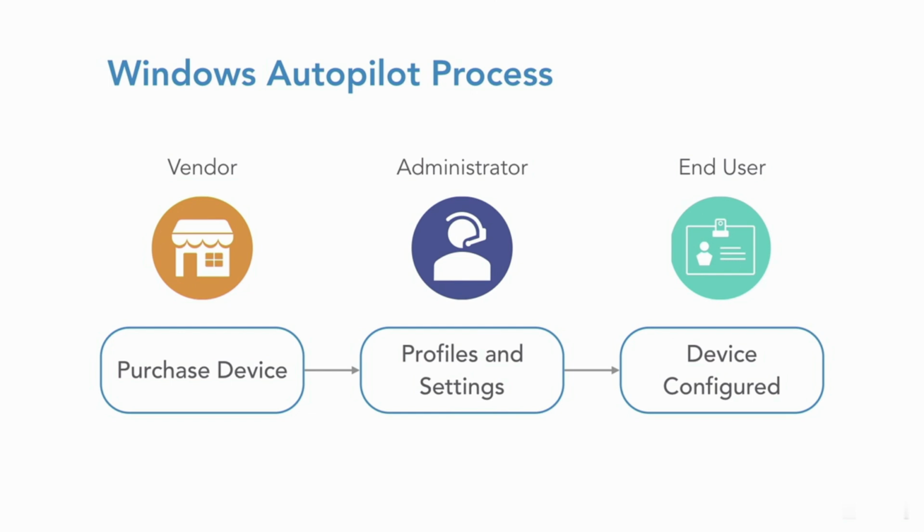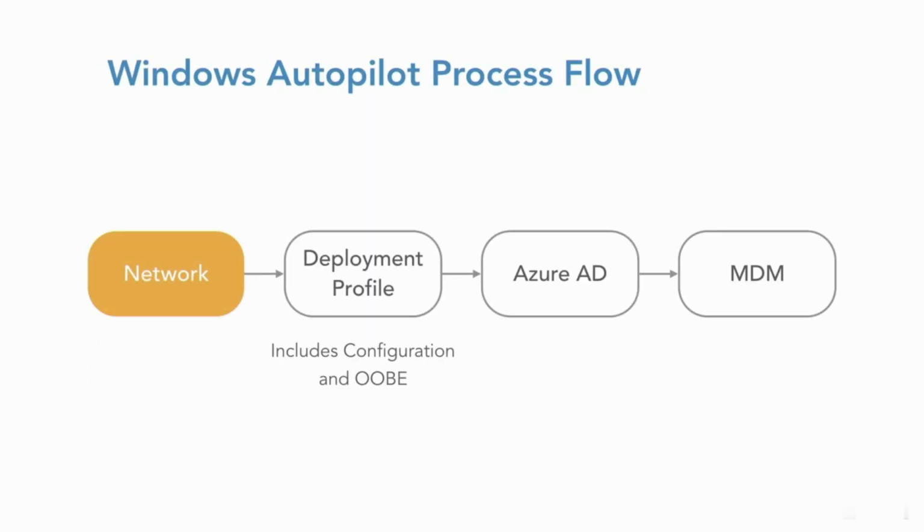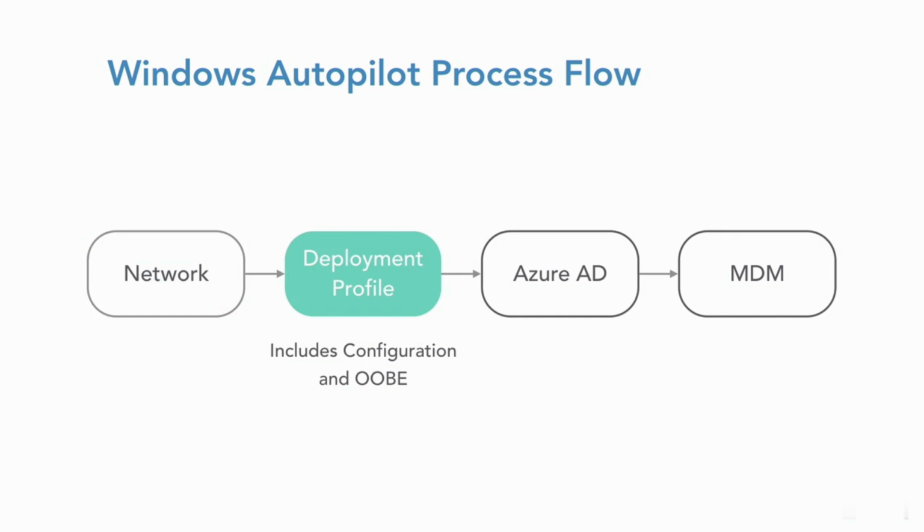Before you can resolve any Autopilot issues, you need to identify in which part of the process the problem is occurring. Let's break down the Windows Autopilot process into some logical, technical steps. First, the Windows 10 device will establish an internet connection. Then the deployment profile will be delivered by the cloud-based Windows Autopilot deployment service. The deployment profile will configure the device and manage the out-of-box experience, or OOBE.